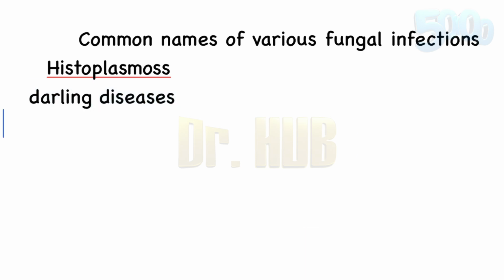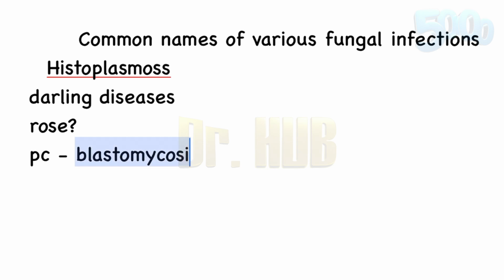Then we move on to sporotrichosis. Sporotrichosis is known as the rose thorn or the rose gardener's disease. Next, moving on to paracoccidioidomycosis, we are writing it as PC. It is a South American blastomycosis. Then, looking at coccidioidomycosis, it is valley fever or desert rheumatism.